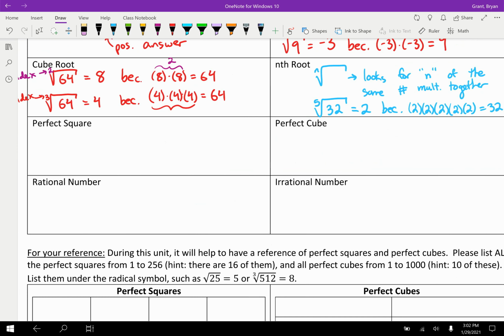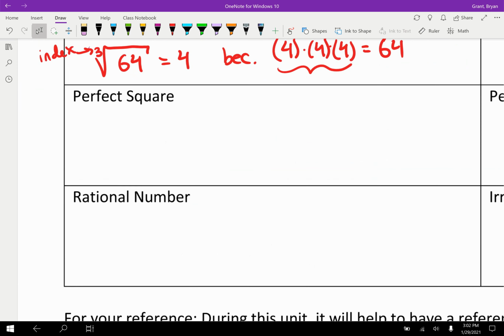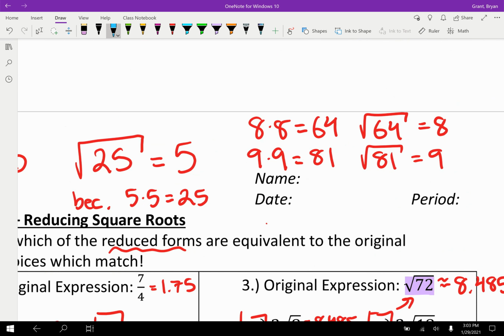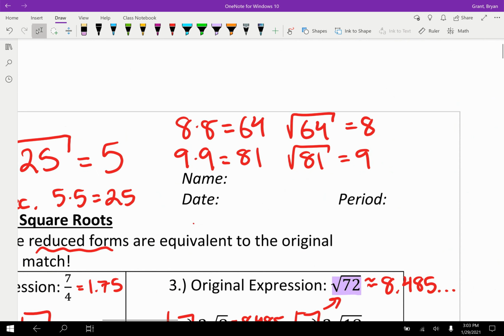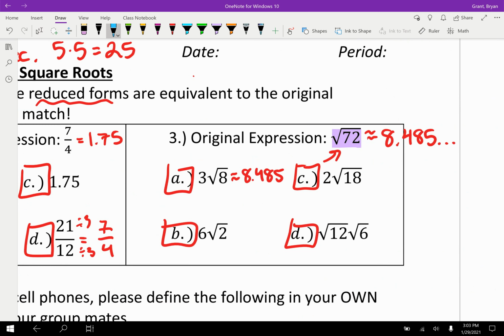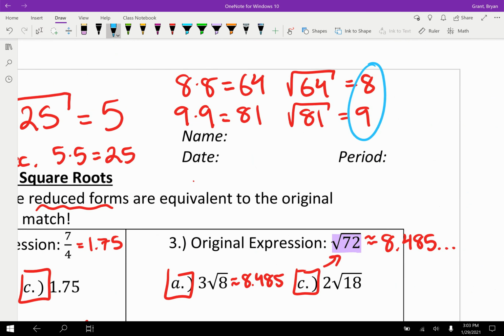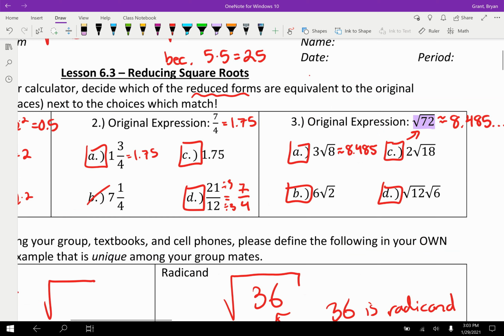Alrighty, let's continue on. Perfect squares and perfect cubes. Perfect squares are what we saw at the very beginning of class today. We saw the square root of 36 was 6. The square root of 25 is 5. The square root of 64 is 8. The square root of 81 is 9. Those radicands, 81, 64, 25, 36, are all perfect squares. What's an example of something that's not a perfect square? 72. And so you might start to notice the difference in answers. Our perfect squares all give nice whole numbers as an answer, whereas not perfect squares do not give nice whole numbers as an answer.